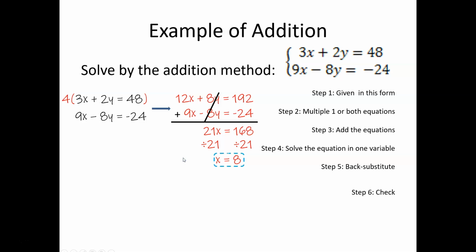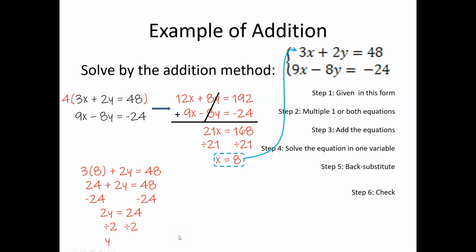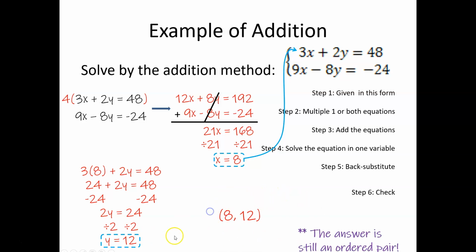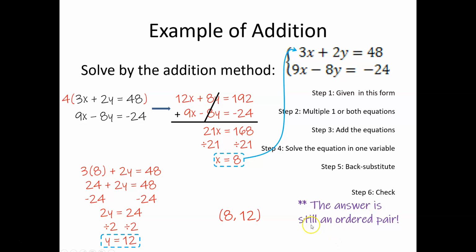We're halfway done. Now we stick that 8 back into one of our original equations. I picked the top one. Doesn't matter which one you use. And then we're just going to solve. We're already pretty good at solving a multi-step equation. There is our second variable. So we have x is 8, y is 12. So we have the ordered pair 8, 12. And the answer is still an ordered pair.